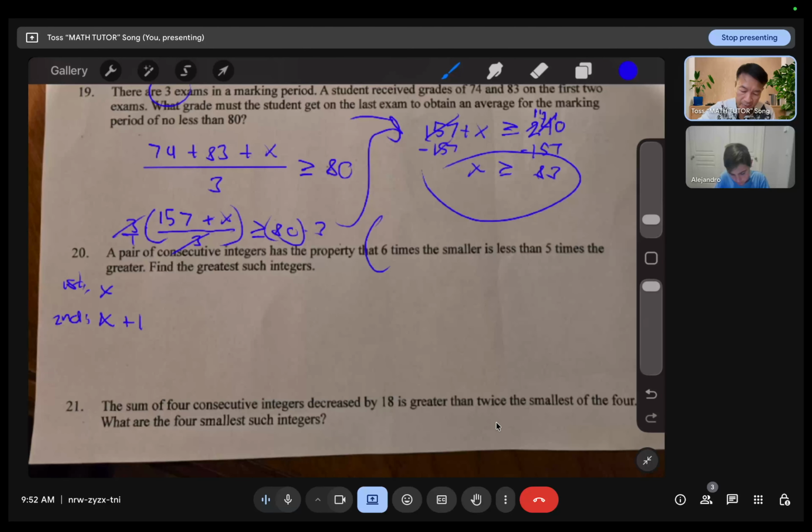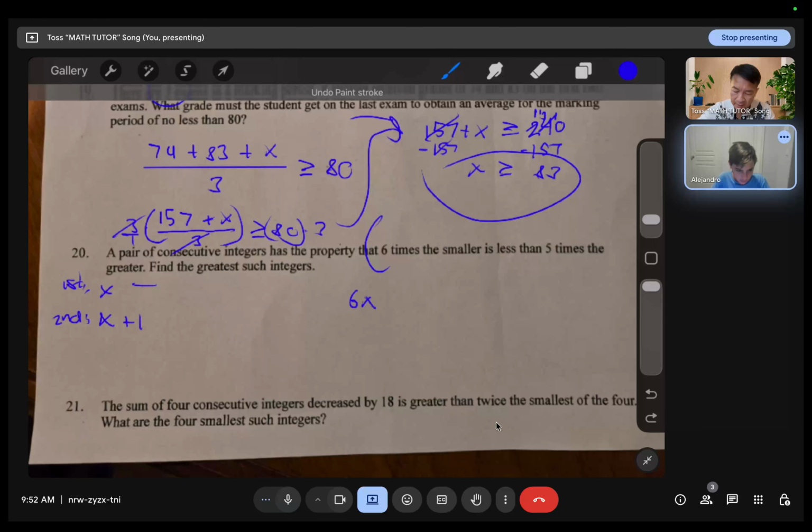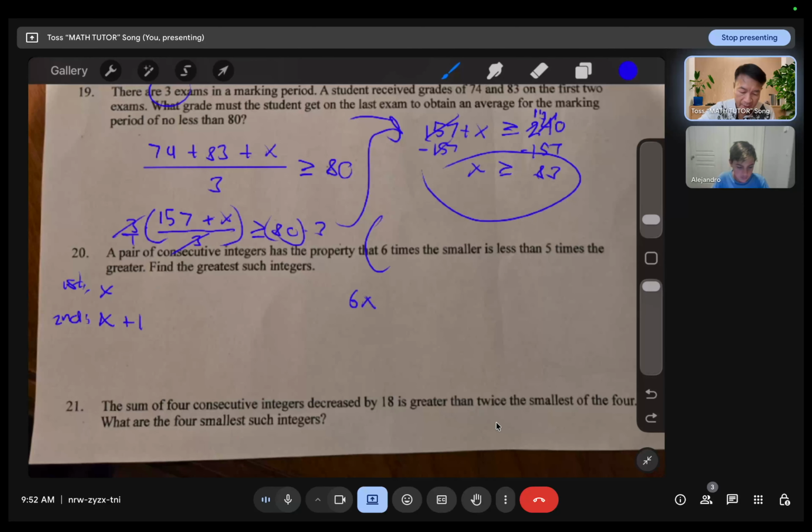Now we continue here. 6 times the smaller. Well, x is the smaller, right? Is that okay? Go back and look here. x is the smaller. It's less than 5 times the greater. Ah, I get it. There you go. You don't really mix them up together anywhere. Just write it out to the side, and then look at it. That's what you do.